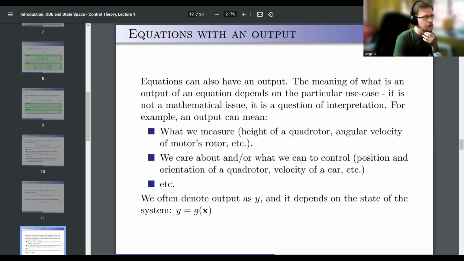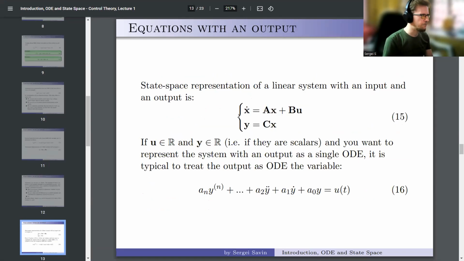All right. So output is usually denoted as Y. It is very typical almost everywhere. Y is usually output, and we can write it as a function of the state. So usually output is a function of the state. It is like g of x. It can be a function of input as well, but that is rare. So we're not going to touch it in this course.